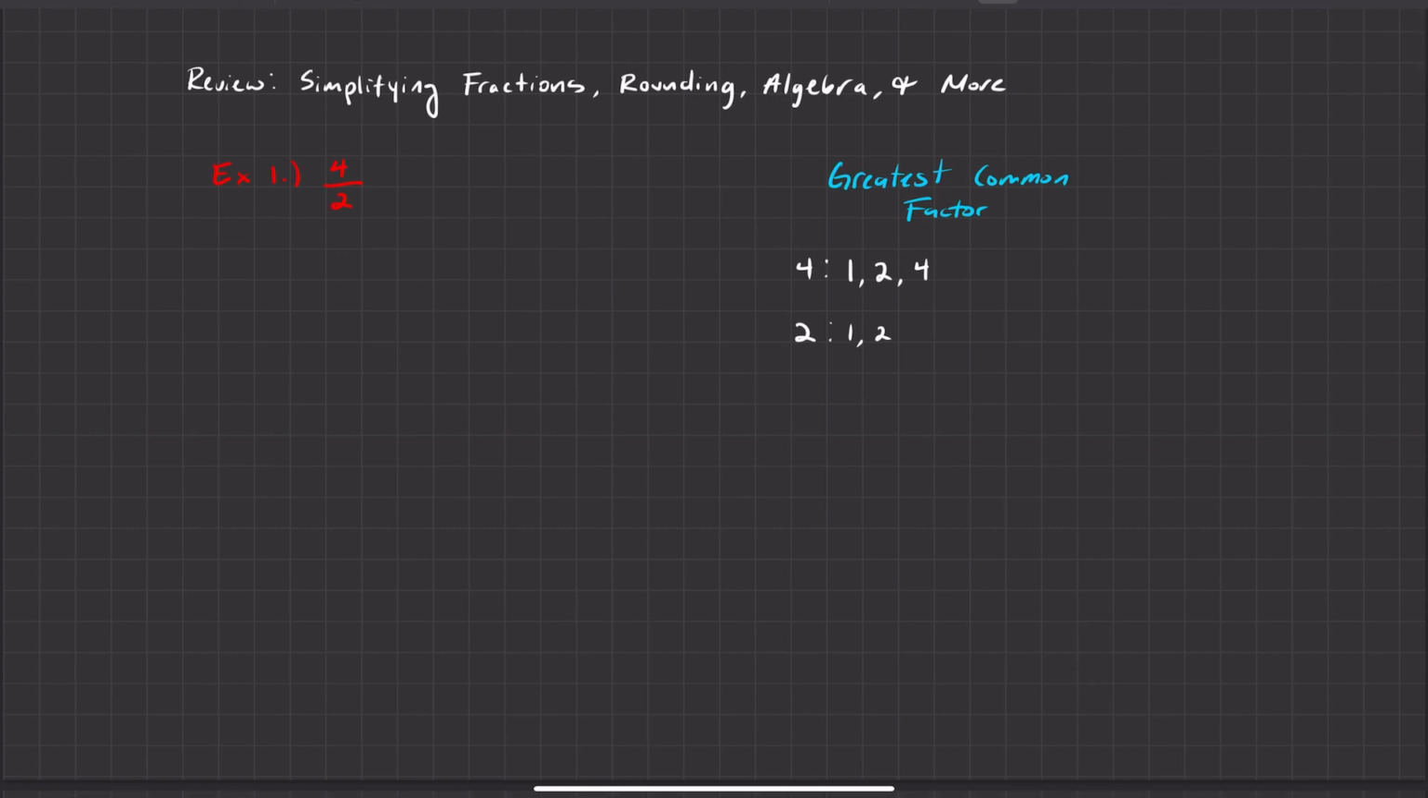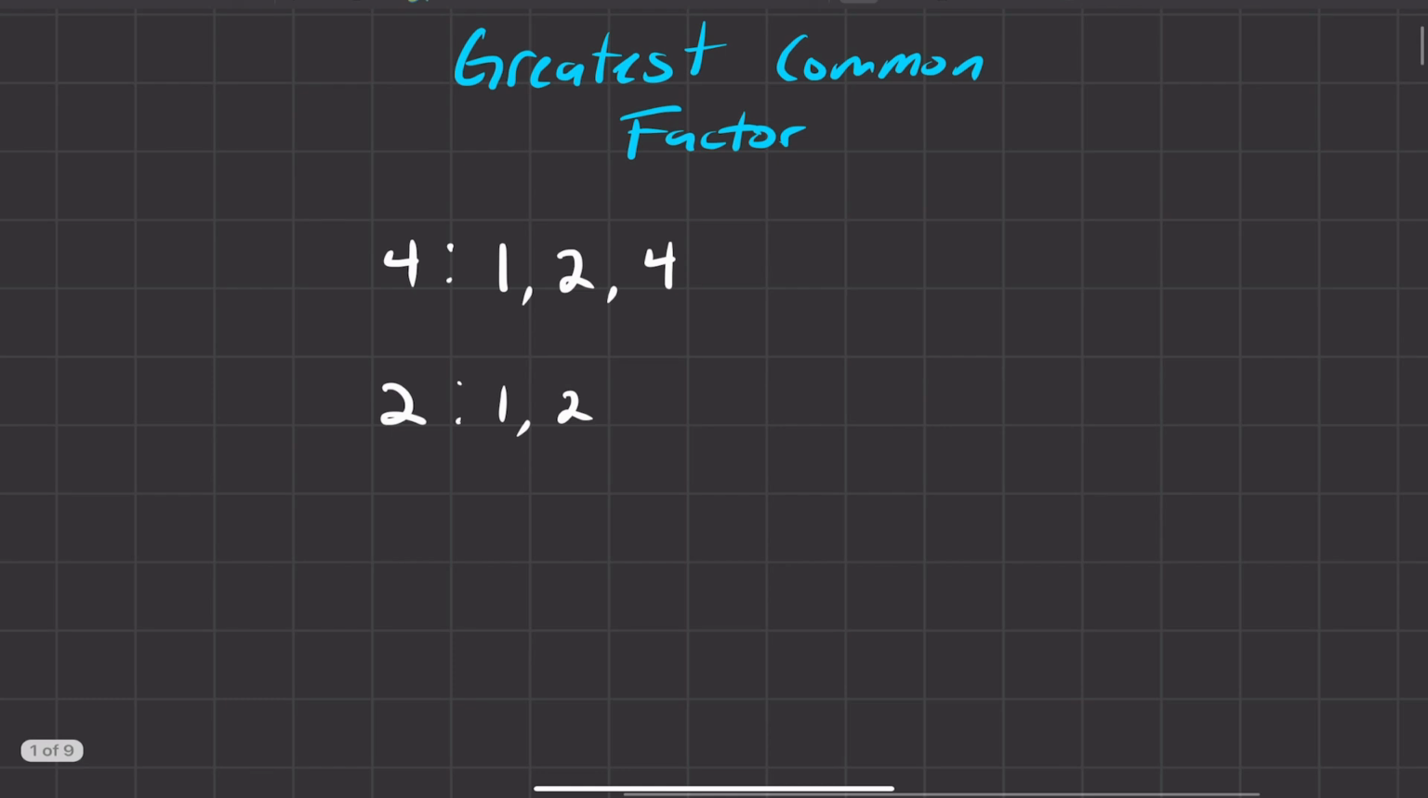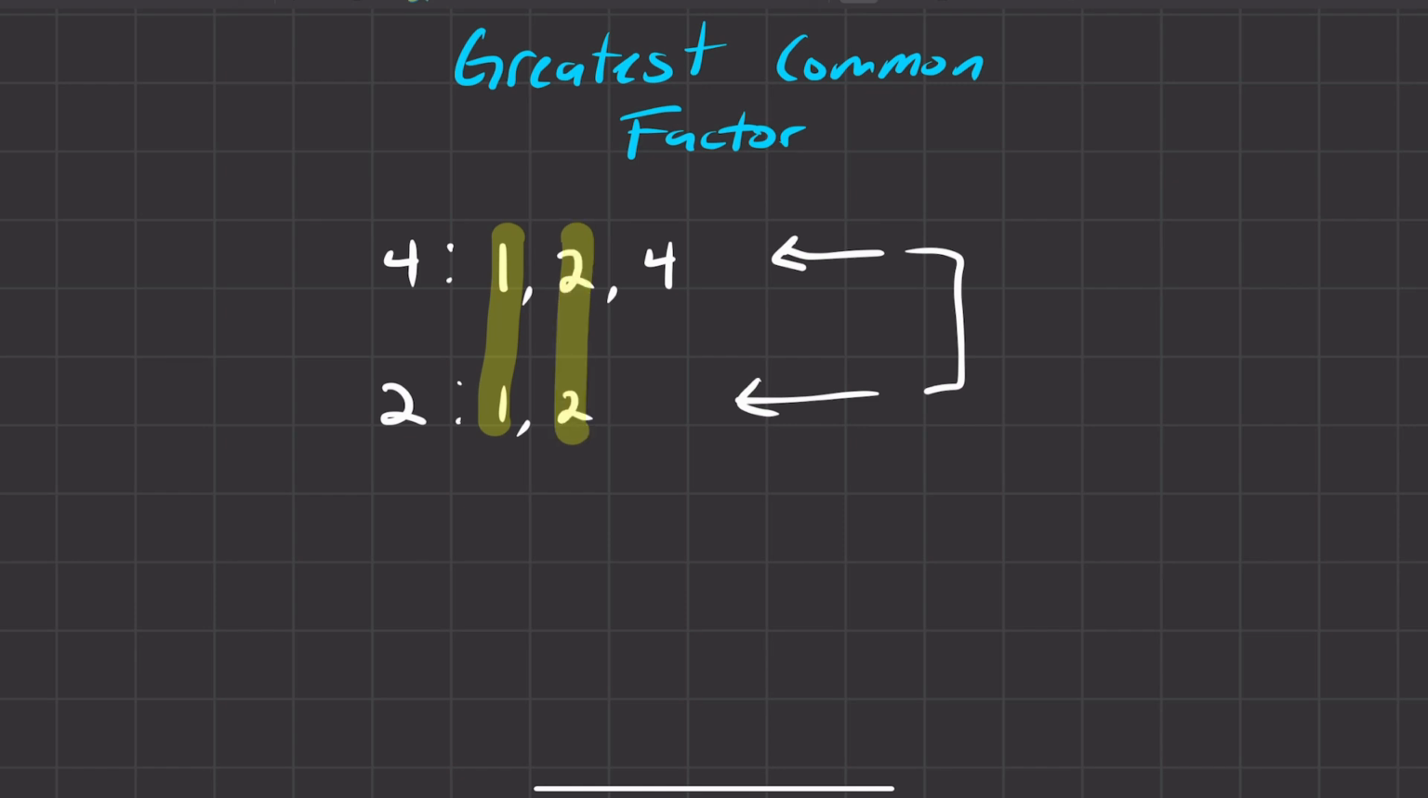So I already have my factors. Let's take a look at common factors. I'm just comparing this list to this list. What do they share in common? Well, they both share a 1, and they both share a 2. They don't share a 4 whatsoever. So I have my factors and my common factors, and the common factors here are 1 and 2.